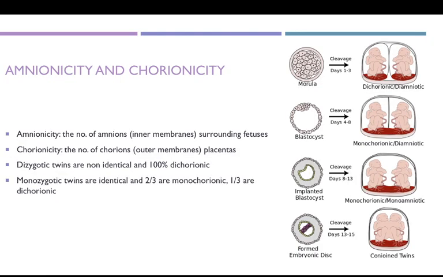Okay, so amnionicity is the number of amnions, so the number of inner membranes surrounding the fetus. Chorionicity is the number of placentas, so the number of outer membranes. So dizygotic twins are 100% dichorionic, so dizygotic twins each have their own placenta. Monozygotic twins, 2/3 of them share a placenta and 1/3 are dichorionic. You'll see that monochorionic twins are associated with more complications. There's an increased risk with monochorionic twins.